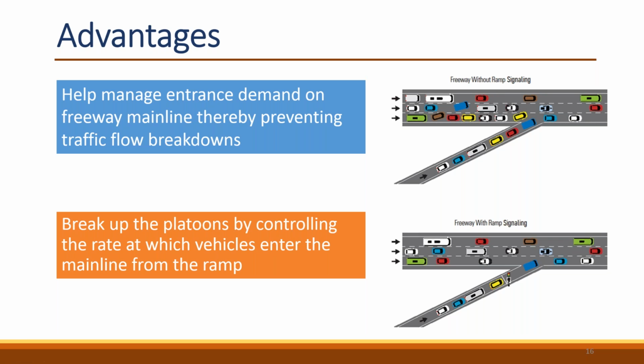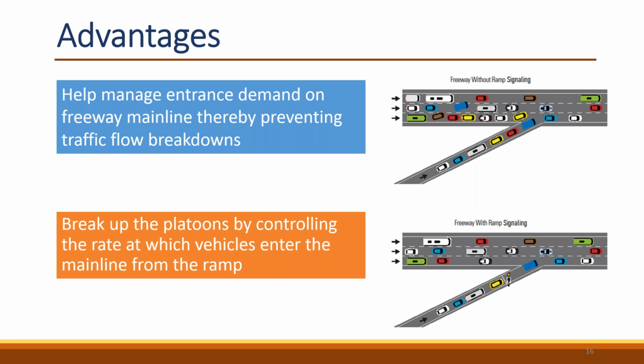And the second one is these RAM meters break up the platoons of vehicles on the ramp by controlling the rate at which the vehicles enter the main line from the on-ramp. So because of how the RAM meters function, we believe that it improves the safety as well as the mobility.